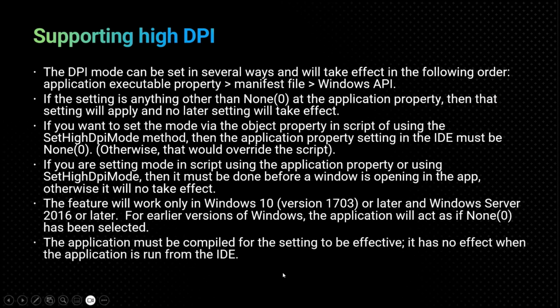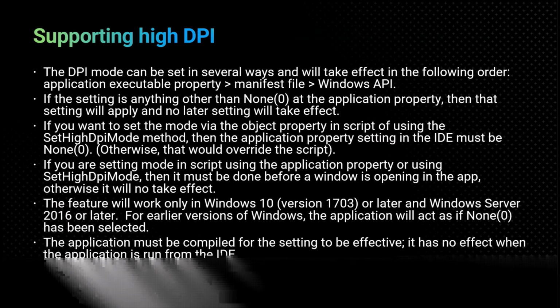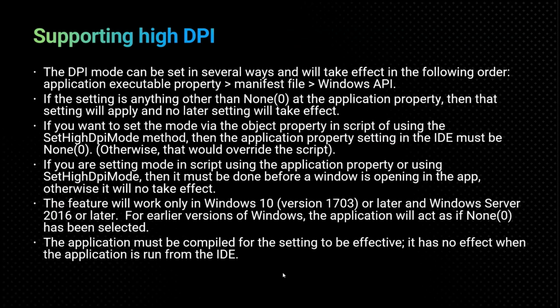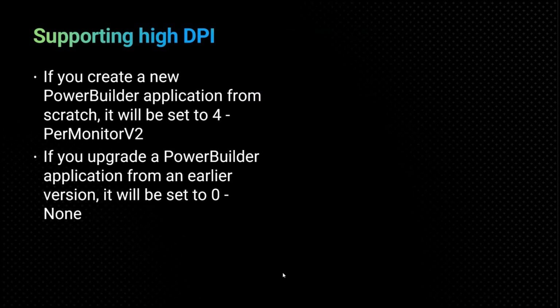And then lastly, if you're running the application from the IDE, you're not really going to see this take effect. It only works when the application's been compiled to an executable. One thing, though, I mentioned that you only care about 2 of these settings. If you create a new application in PowerBuilder, it will automatically, by default, set it to option 4, per monitor version 2. If you upgrade a PowerBuilder application from 2022 or earlier, it'll be set to none.